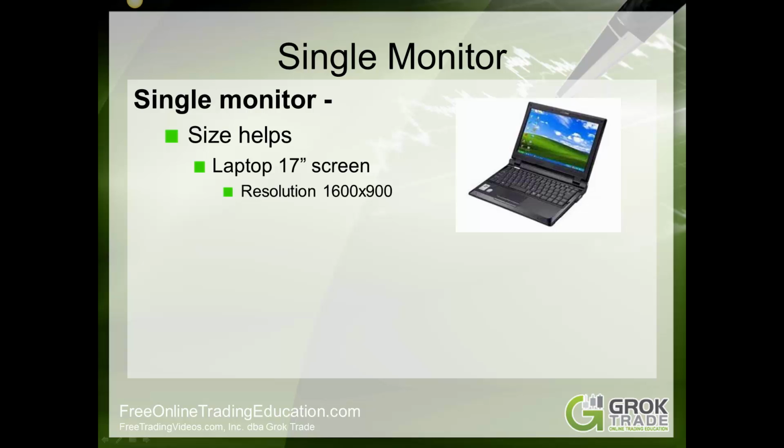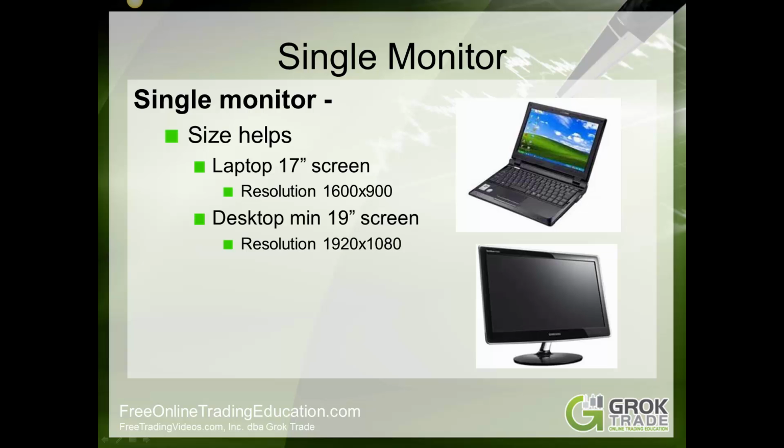Why? Because you trade what you see, and you've got to be able to see the charts clearly on there, and resolution is important. And then as far as the desktop, 19-inch is a minimum. As you saw, I have three 24s. But pick a size that's most economical for what you're going to need. But the resolution is important. That 1920 by 1080 is very important, so you can clearly see the charts.